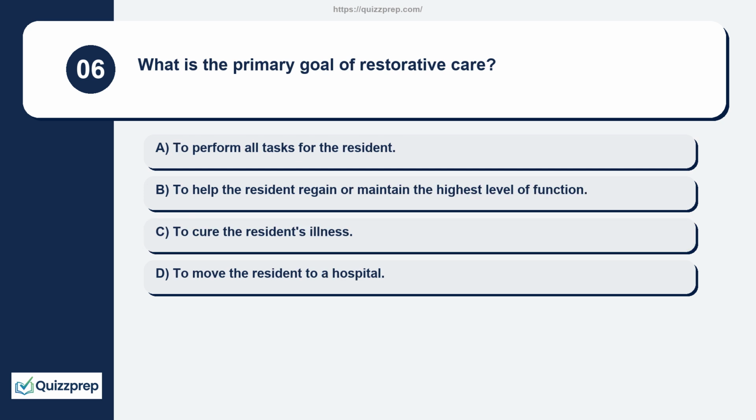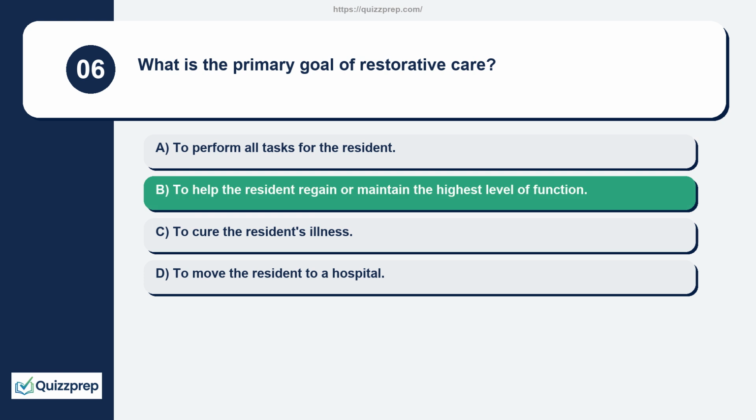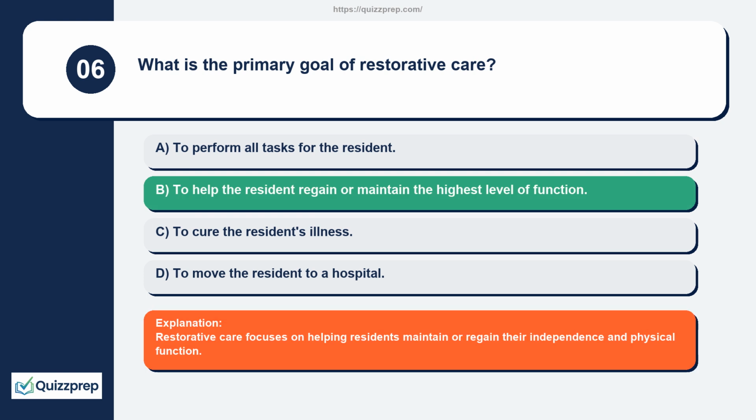Question 6. What is the primary goal of restorative care? To perform all tasks for the resident. To help the resident regain or maintain the highest level of function. To cure the resident's illness. To move the resident to a hospital. Restorative care focuses on helping residents maintain or regain their independence and physical function.